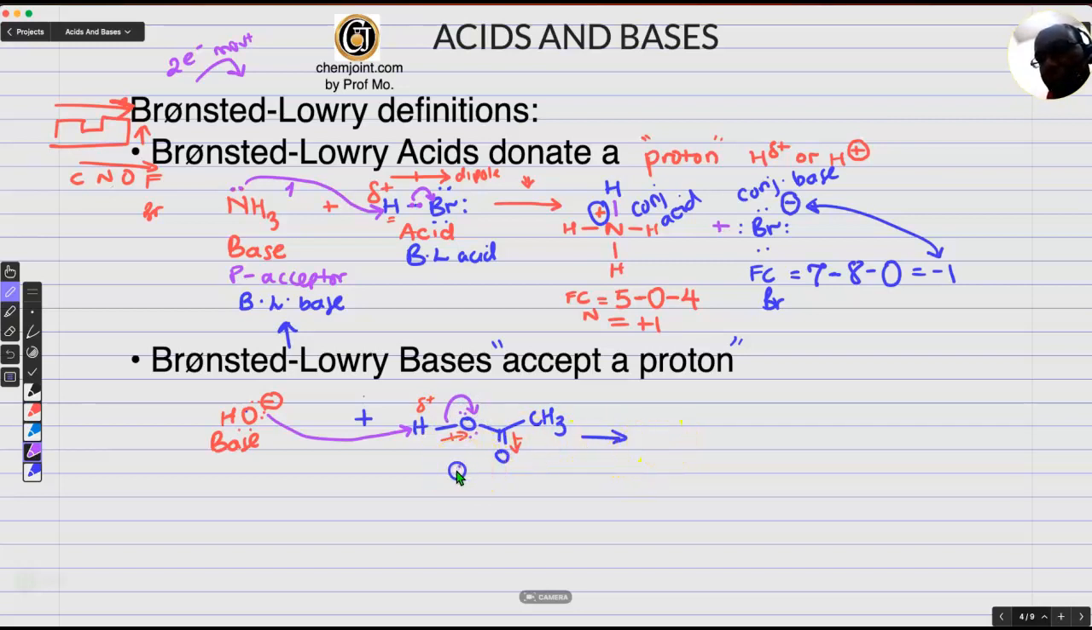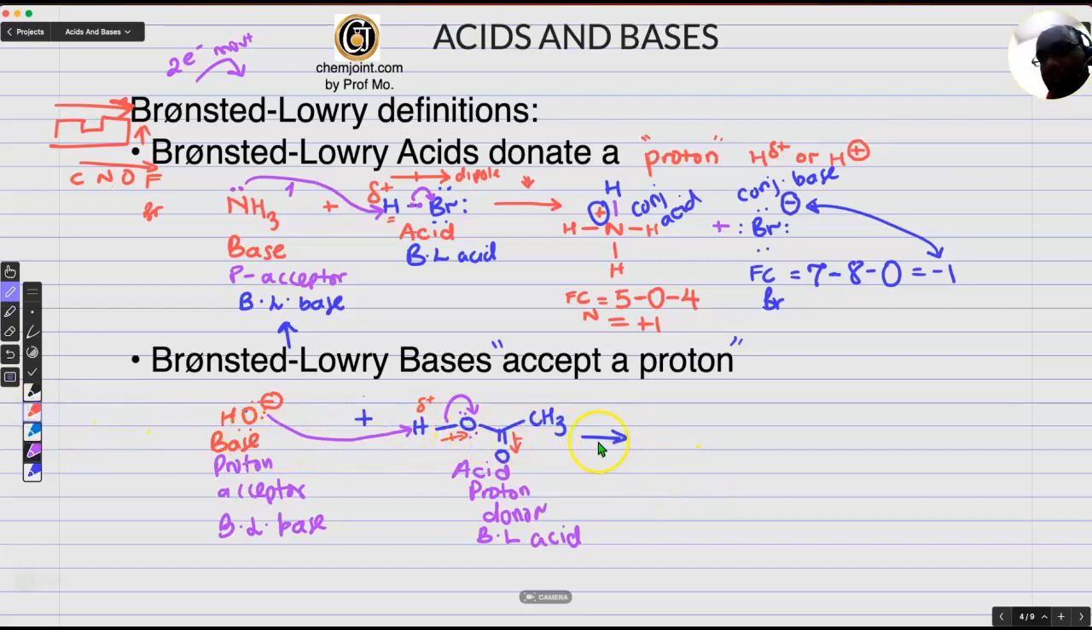So this is going to play the role of an acid because it is a proton donor. And the base is accepting that hydrogen. This is going to be called a proton acceptor. So this is a Bronsted-Lowry base, while this will be the Bronsted-Lowry acid.